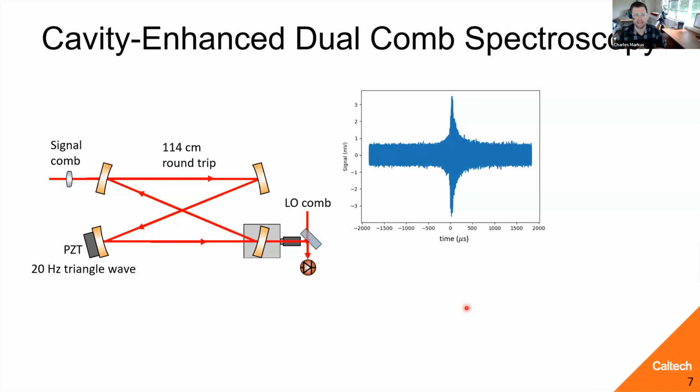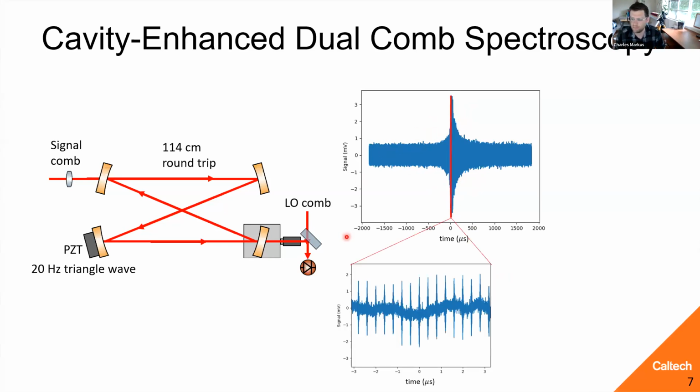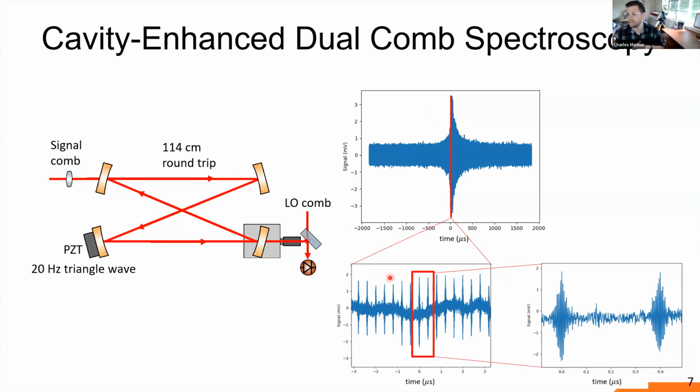And so here's what it looked like in the time domain as we swept the cavity length. And as you can see, there's this center burst in the middle. And if we zoom in, we can see that it's composed of these interferograms transmitting in sequence. And if we zoom in even further, you can see these interferograms, and they're separated by 400 nanoseconds, which is 1 over delta FREP. So it shows how quickly we are obtaining these comb measurements over time.